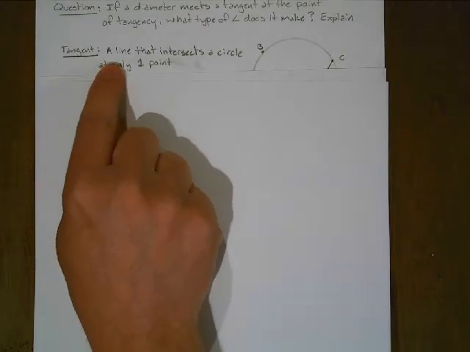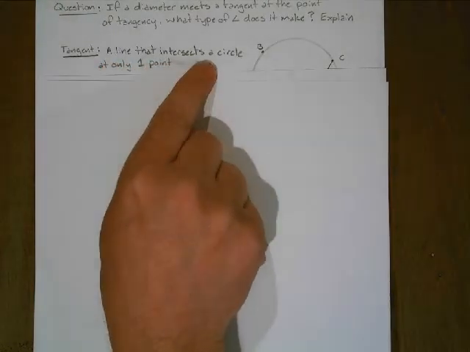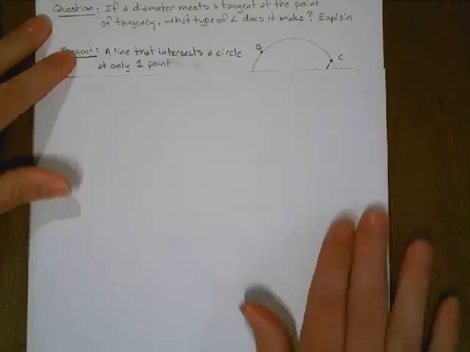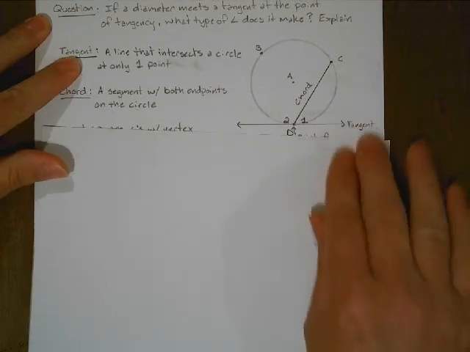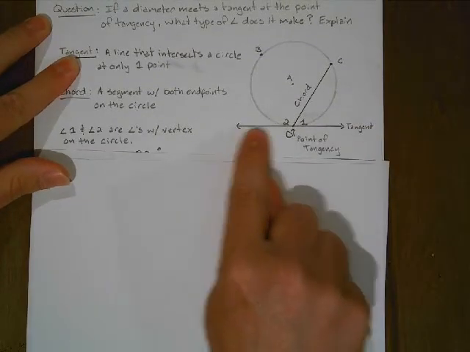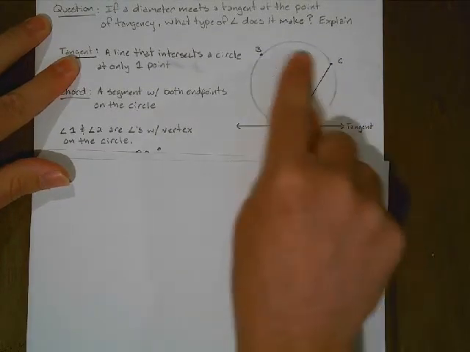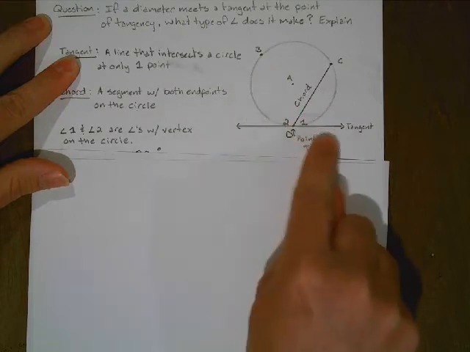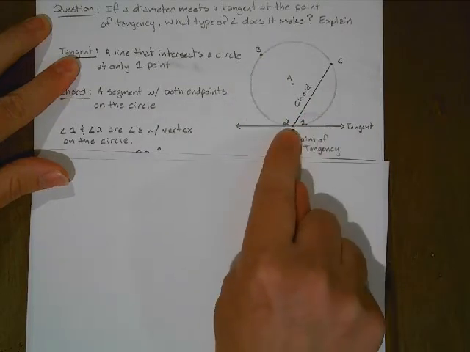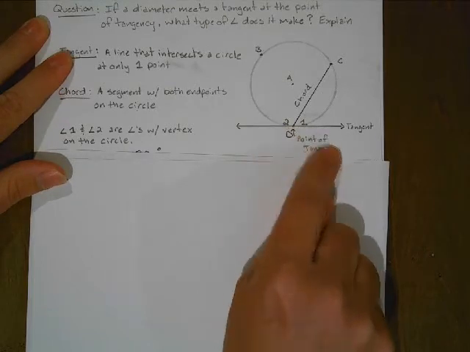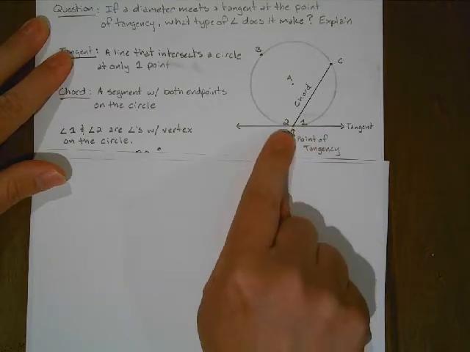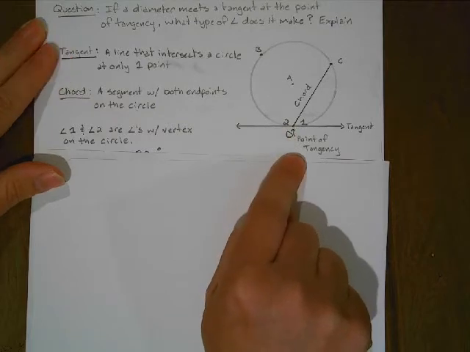All right, so first thing that we need to cover is tangent. The definition of a tangent is a line that intersects a circle at only one point. So what does that look like? This is a tangent. So here's a line. We've got our circle up here, and this line is just kind of kissing the circle right there at that one point, and then it just moves on. We call that point where it's touching the point of tangency.